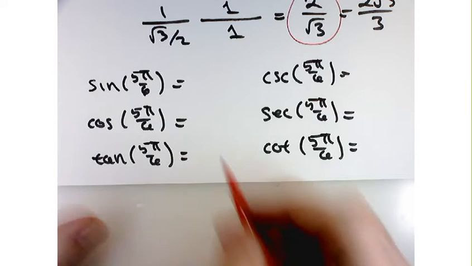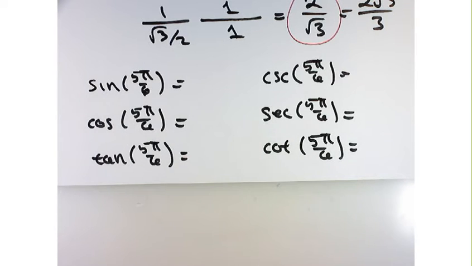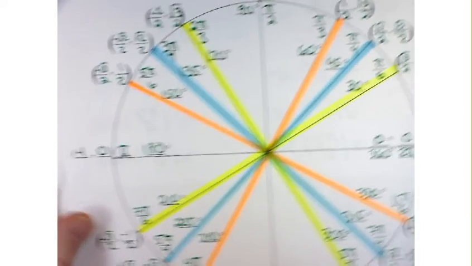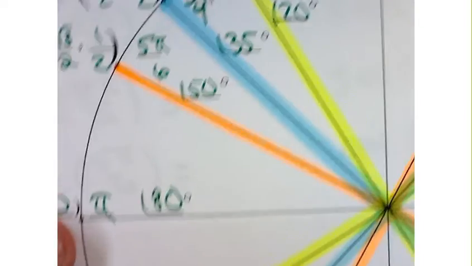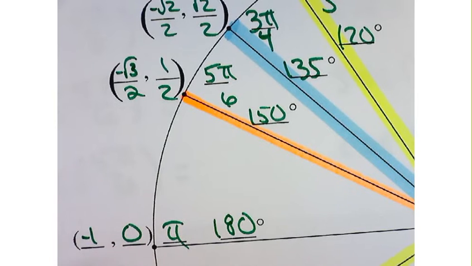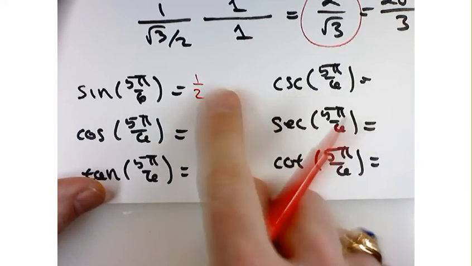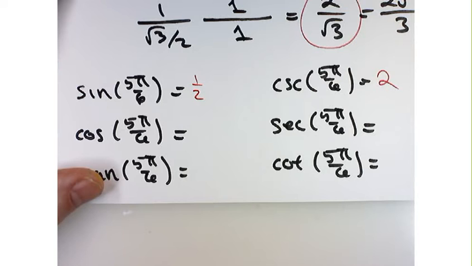Great. Let's take a look at our unit circle. What's the sine of 5 pi over 6 going to be? That's your 150-degree angle. What's the sine there? 1/2. Thank you. So a 1/2 here. And that makes it easy to get the cosecant. It's just going to be the reciprocal. That's going to be a 2.